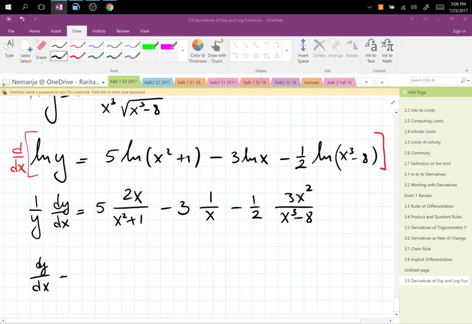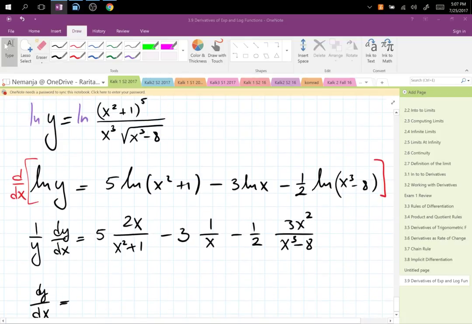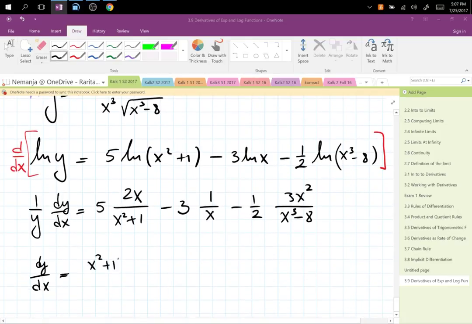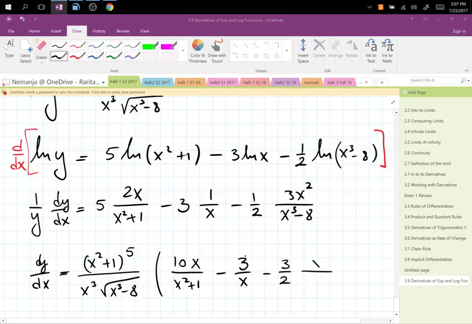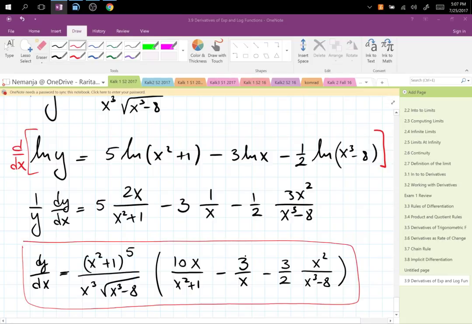dy dx is equal to y, which is x squared plus 1 to the 5th divided by x cubed times the square root of x cubed minus 8, and then in parentheses we have 10x over x squared plus 1 minus 3 over x minus, you can do 3/2 times x squared over x cubed minus 8, and that's it. 3 lines. That was it.